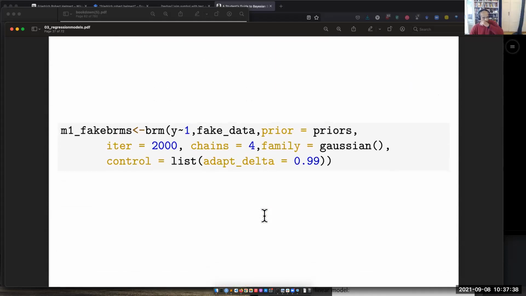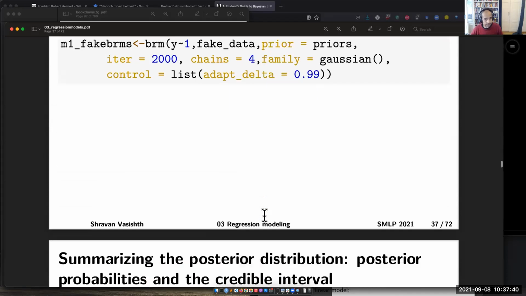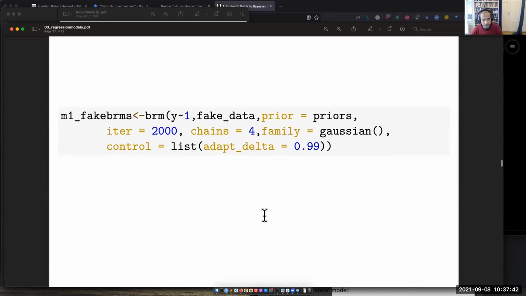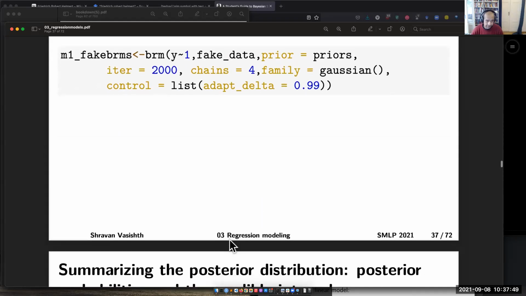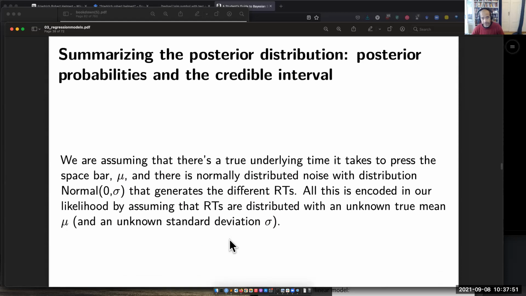Okay. So this is on fake data. You could fit this model on fake data. You could fit it on real data. Now this model will work. Okay. So we are pretty confident about this model now.